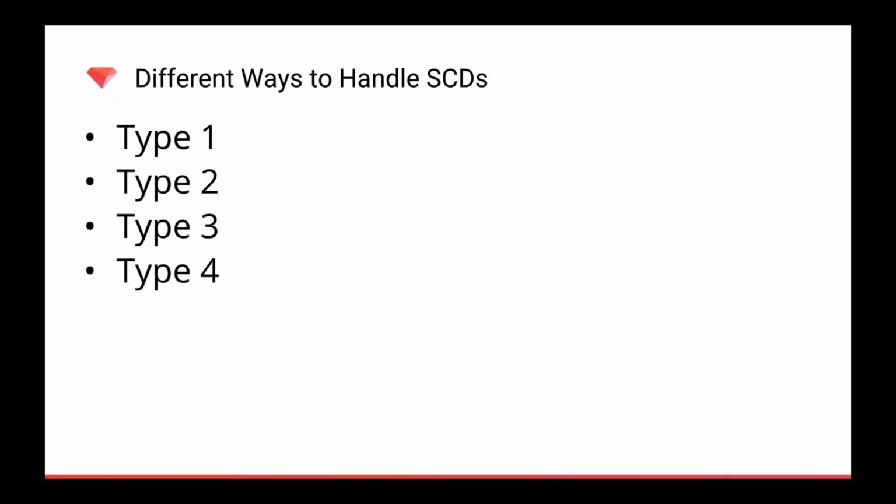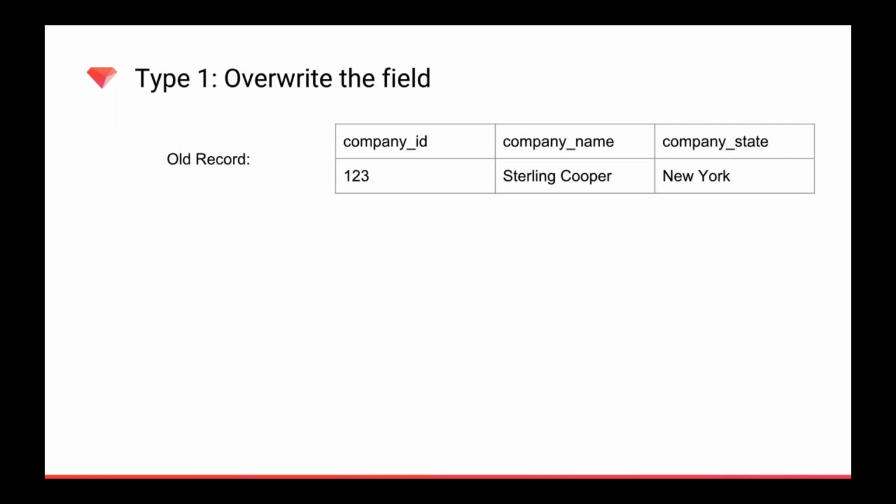Luckily, this is a common problem with a prescribed solution, and the best practices for dealing with SCDs fall into one of 4 very unimaginatively named types: type 1, type 2, type 3, and type 4. And I'll give you a quick overview of each of those now. So type 1 actually doesn't keep a history of changes at all. It just overwrites the field.